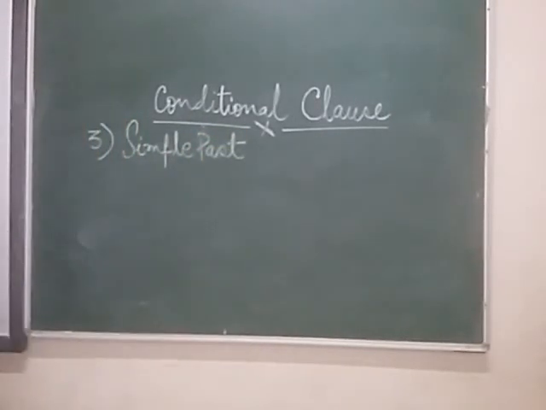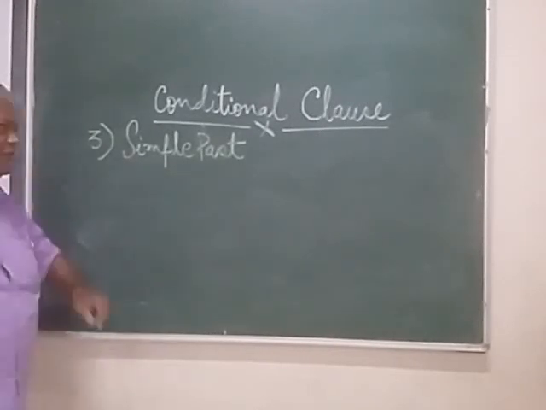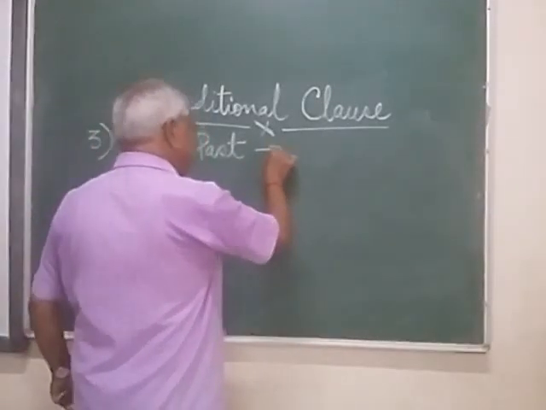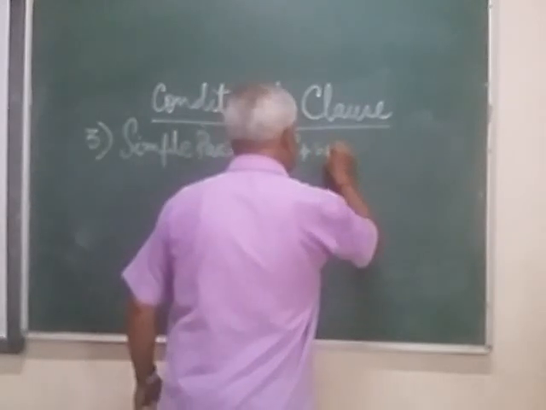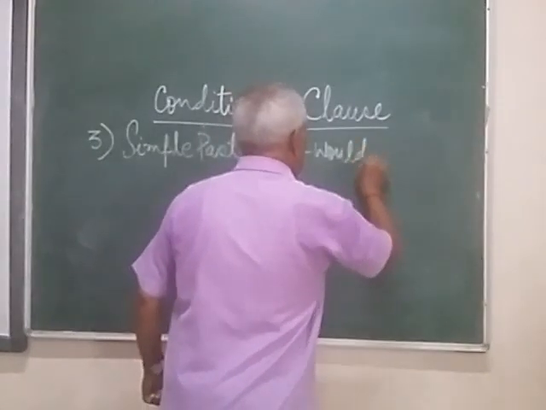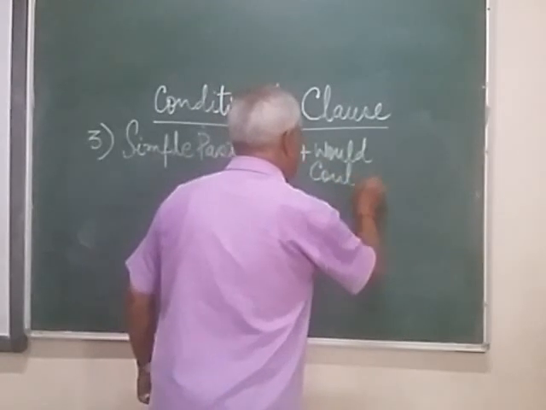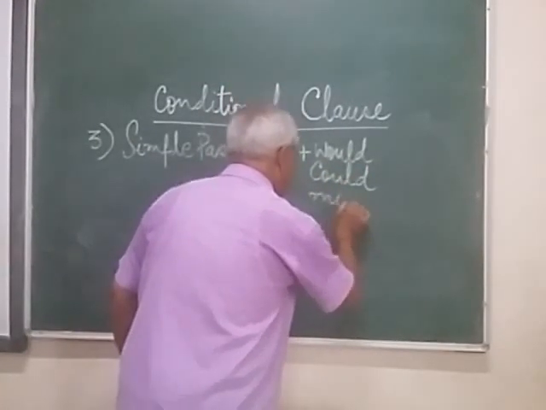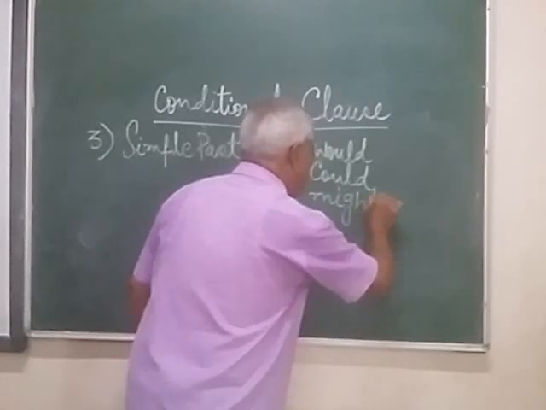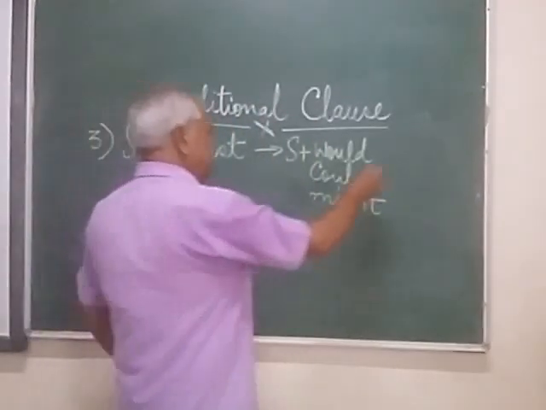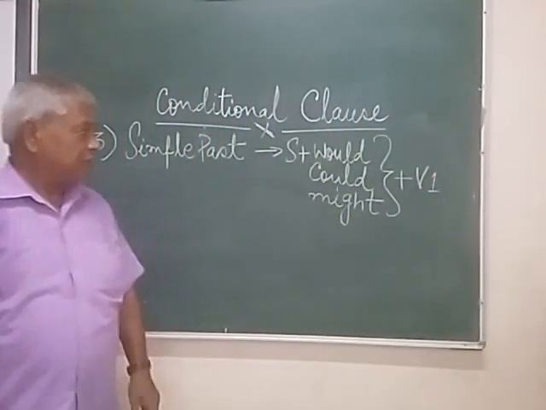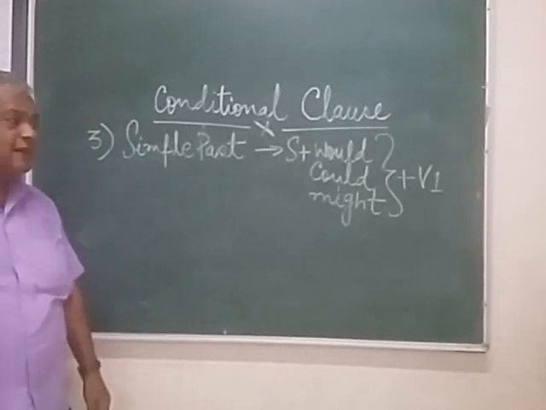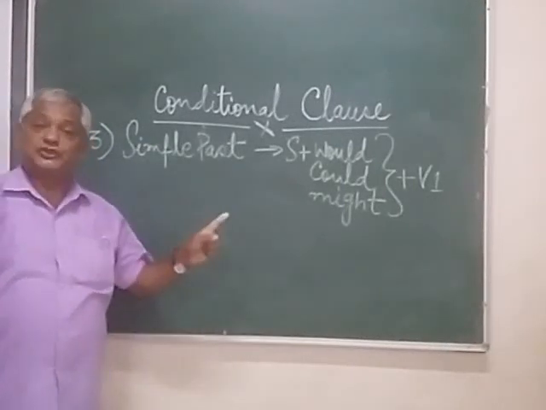That is number three. One sentence will be from simple past tense, and the second sentence will be of the subject plus would, could, might, and then after that V1. After using the modals, always V1 is to be used.